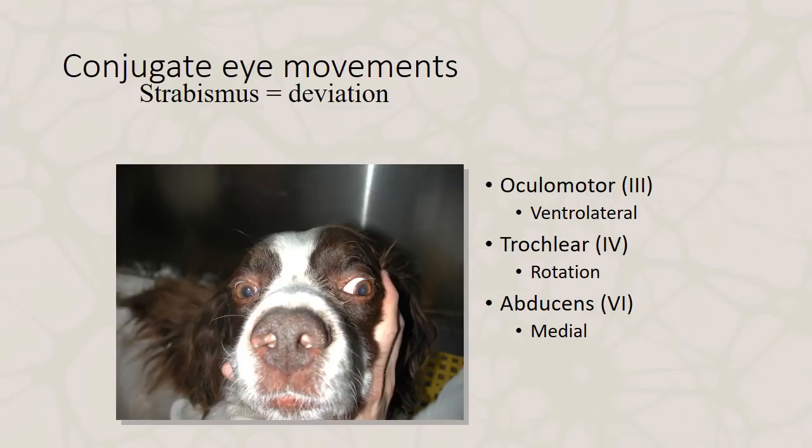The direction of the strabismus depends on the nerve affected. So, with oculomotor nerve damage, you'll see a ventrolateral strabismus as shown in the picture. With trochlear, there is a rotational strabismus, which is difficult to appreciate in dogs, usually easier seen in cats. And with abducens nerve, there is a medial strabismus.